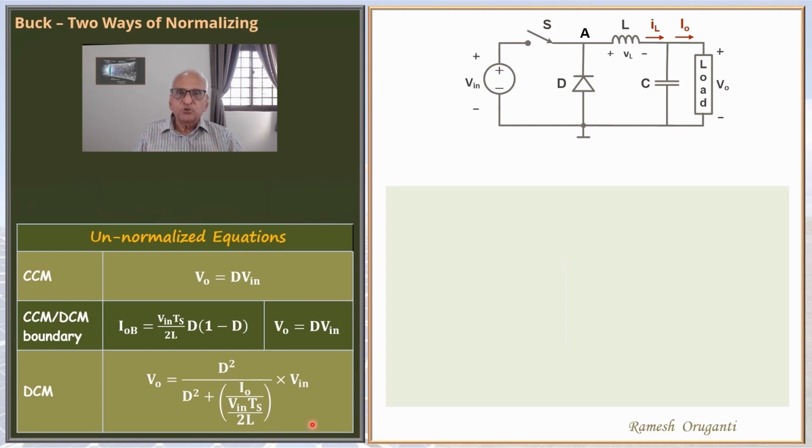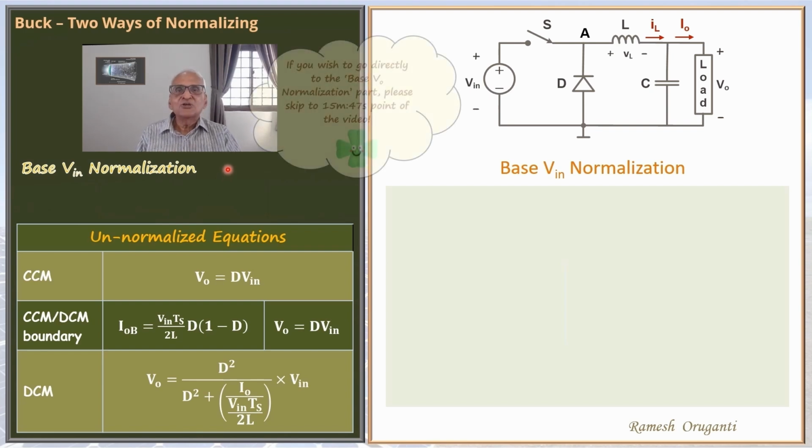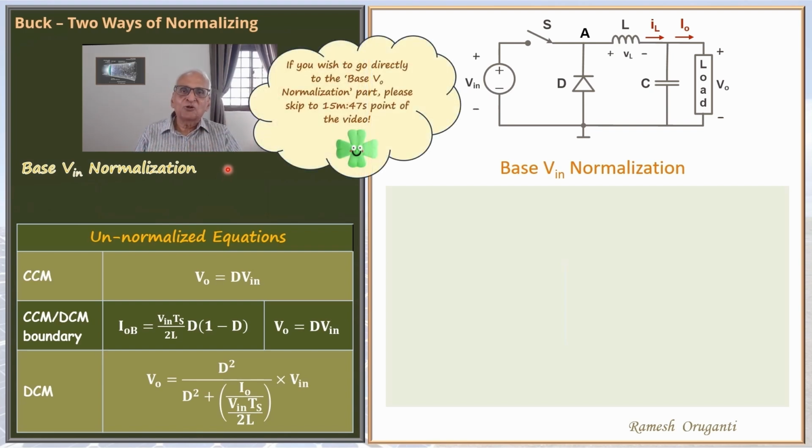So these three put together is the complete DC characteristics of the converter in equation form under steady state, assuming ideal operation. Now we will normalize this using base V in normalization. The base V in normalization, we have gone through it in detail in another video in this series. Here I am going through it again so that you can find both the normalization methods, their descriptions, and characteristics of the converter using those normalizations all in one place.